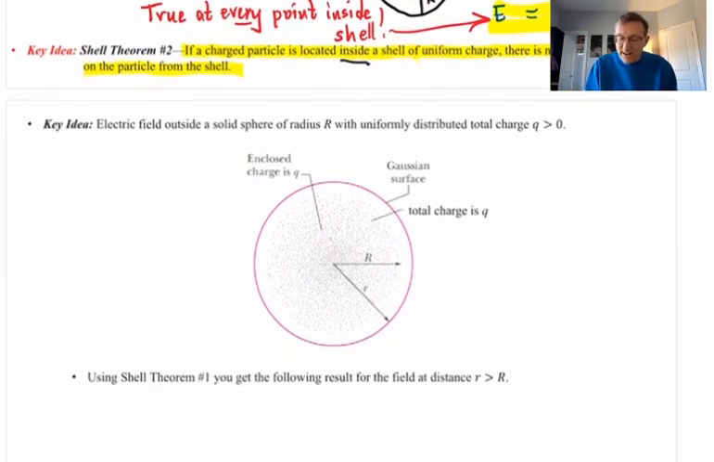All right, so here's the next key idea, building on shell theorems 1 and 2, as I will explain. We want to find the electric field outside a solid sphere, solid, not a shell, a solid sphere of radius big R with uniformly distributed total charge Q greater than 0. And again, for some reason, they are representing this spherical distribution of charge as a series of dots. And again, I don't know why. So I'm just going to draw the surface of this sphere as best I can.